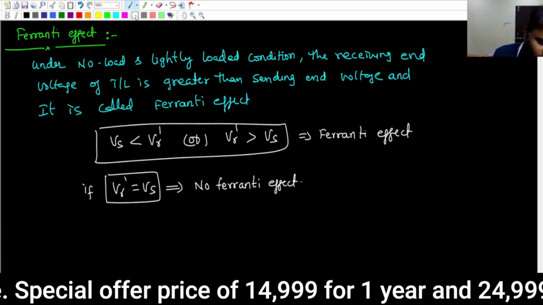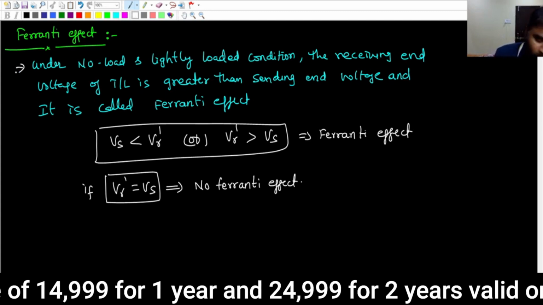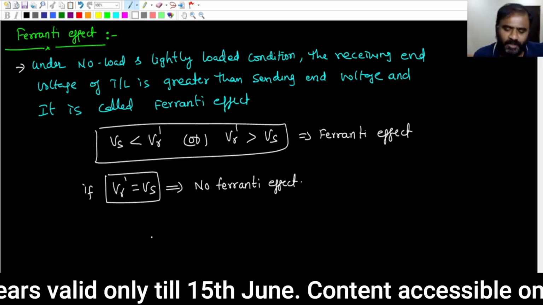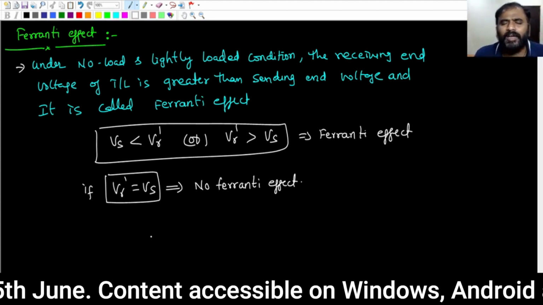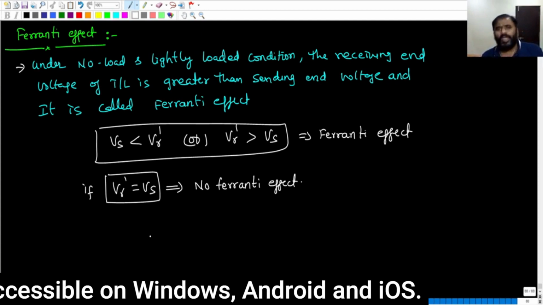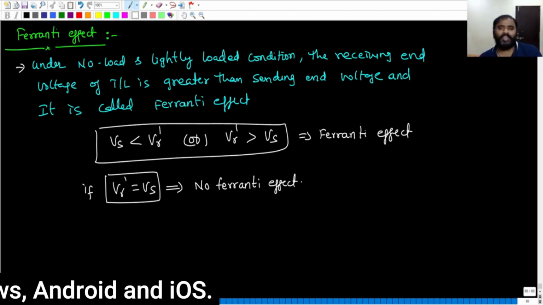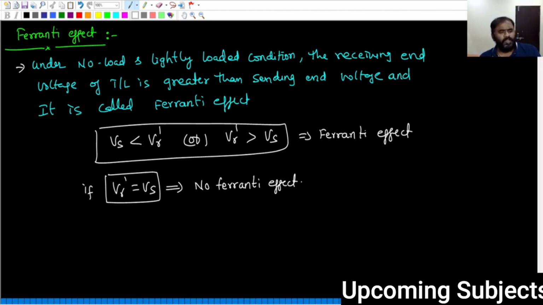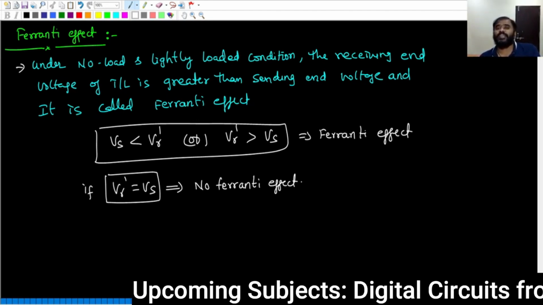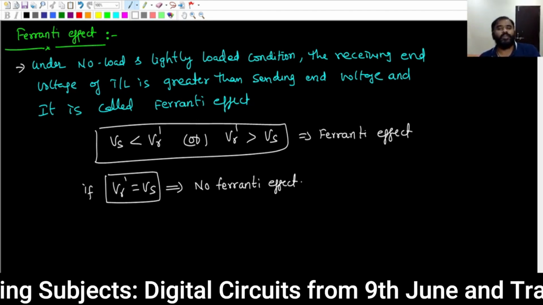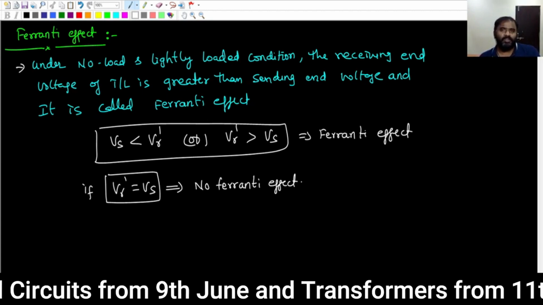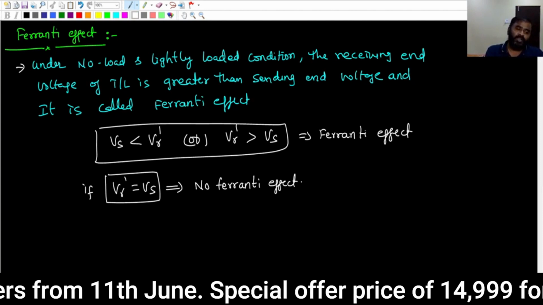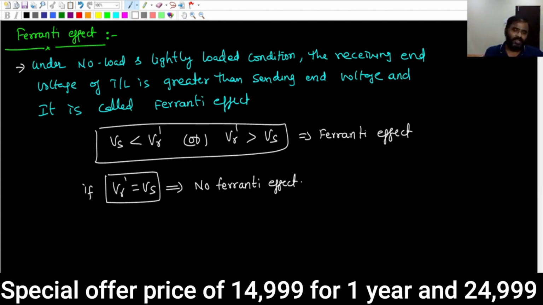Now, think about here. What is the problem with the Ferranti effect? For example, generally around 2 am to 4 am, in the early morning, the load on the transmission line is very less. Under this condition, loading may become less than surge impedance loading. Just now we discussed, if the loading is less than surge impedance loading, the receiving end voltage will increase and become greater than the sending end voltage.